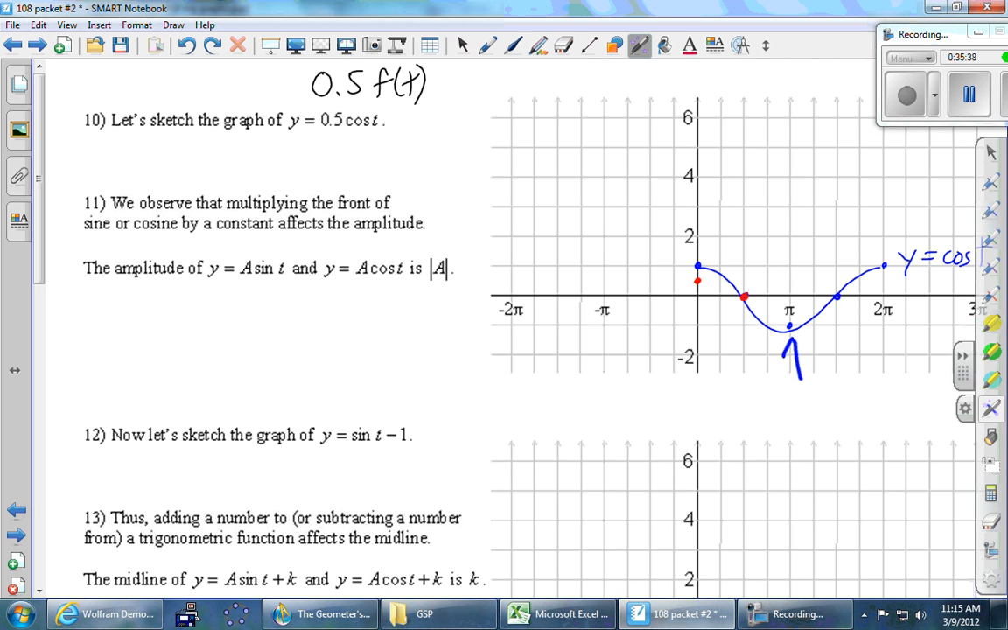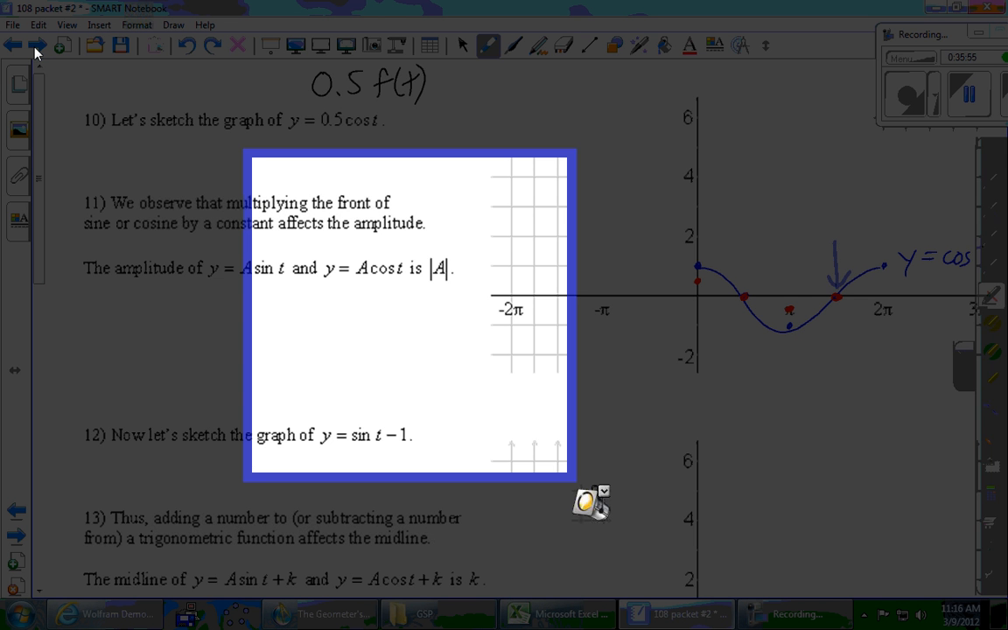The next point is down there at the bottom. It used to be at -1. We're doing half of it. So -1/2. Next one is here. Used to be 0. Half of that. Still 0.